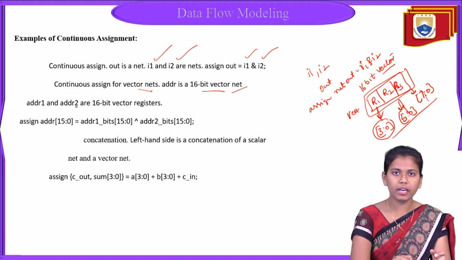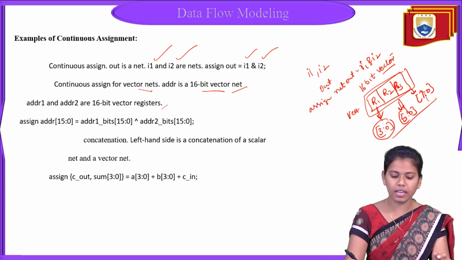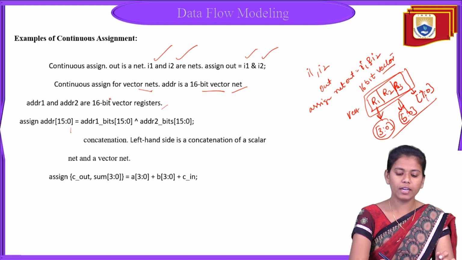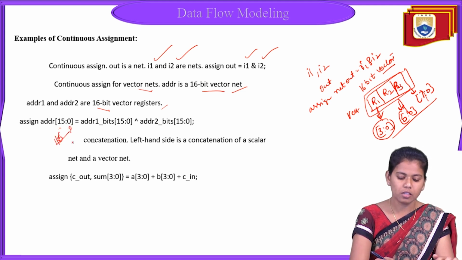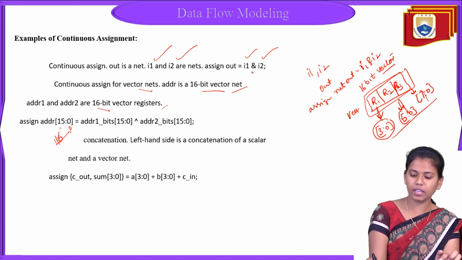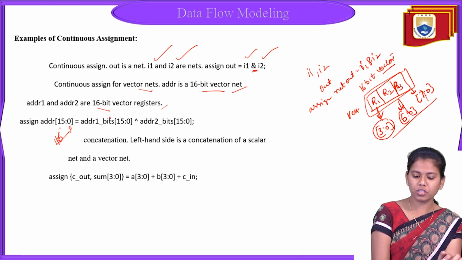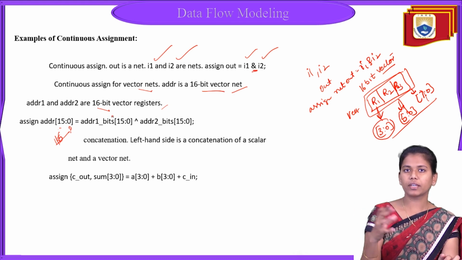Next, address 1 and address 2 are 16-bit vector registers. So we are considering two registers, address 1 and address 2, and this assign address 15:0. Here it is 16-bit. How are we dividing? 15:0 means 15 plus 0, that is 16 bits in total. So address 1 bits of 15:0 and address 2 bits of 15:1.